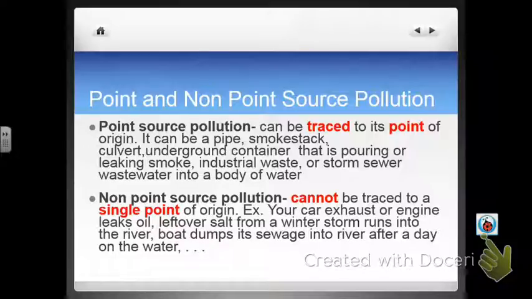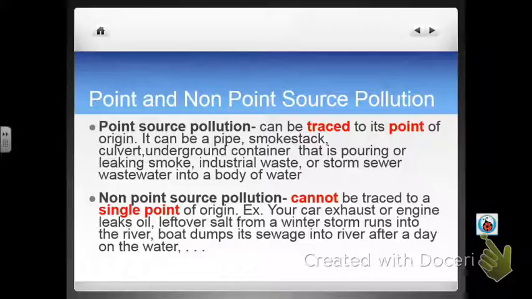Point source pollution is something that's coming out of a pipe. I can trace that pipe back to a factory or a business. A smokestack, same thing. A culvert, which is just an underground pipe. Underground containers, if they're marked Acme Chemical Company. Anything of those kind of things that are leaking or pouring smoke, wastewater, storm sewer wastewater into a body of water, I can track back and find out who's to blame.